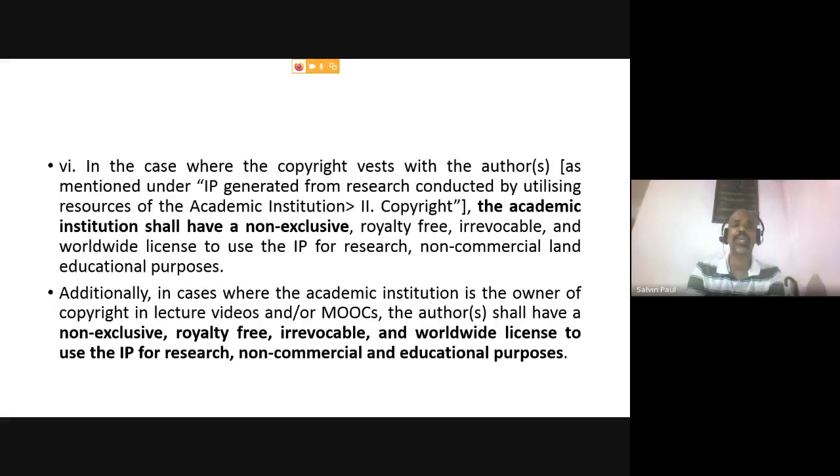When there is a copyright issue, most of the time, if teachers have received any kind of royalty in India, the academic institution normally doesn't involve itself in claiming a stake. But the academic institution has a non-exclusive right, because the teachers have used the infrastructure, platforms, labs, etc. Normally, the academic institution doesn't claim, but they have a right.